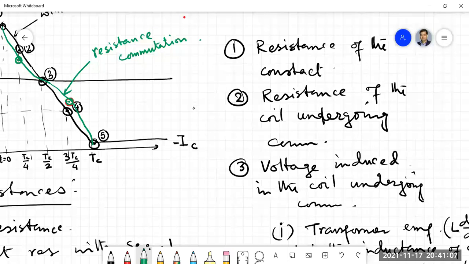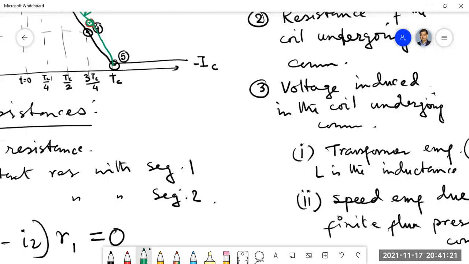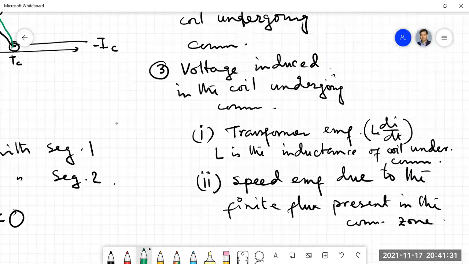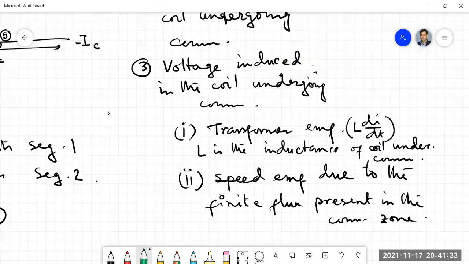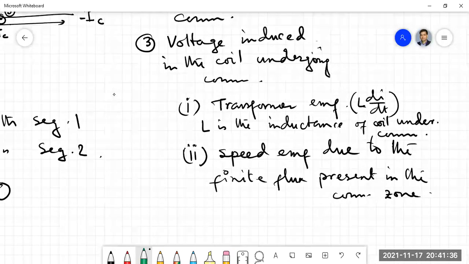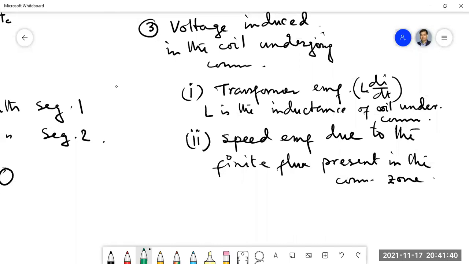But practically, we also have some inductance, whatever the value is, very less. The inductance of the coil, like the resistance, is also very less for the coils. It may be in the order of a few millihenry or a fraction of a millihenry, but some inductance is there. So if there is some inductance, there will be some voltage L di/dt, and if there is some presence of flux, there will be some speed EMF as well.